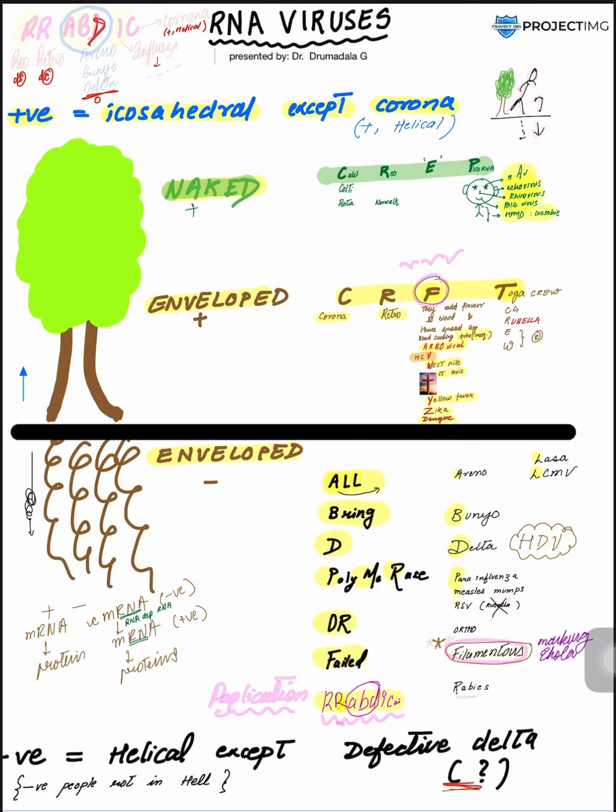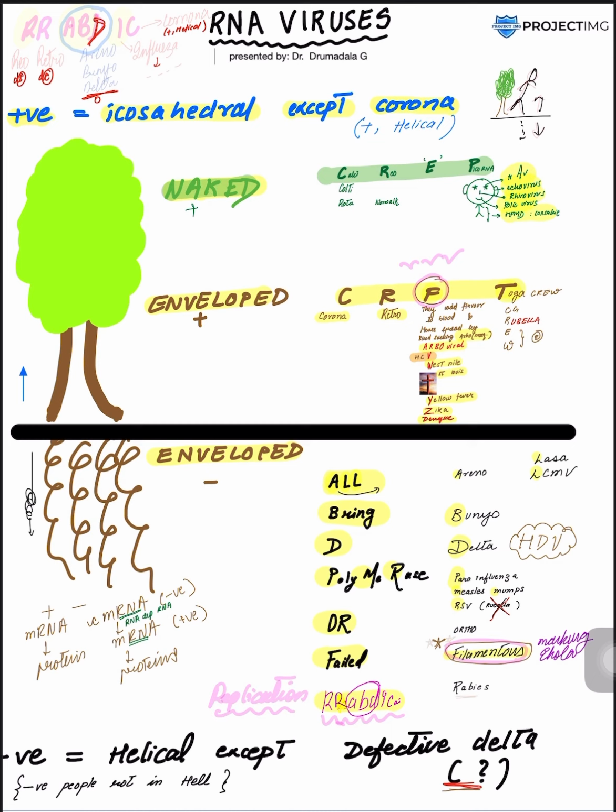Parainfluenza, measles, mumps, RSV, note it is RSV and not rubella. Next is Orthomyxo. Then we have, very important, filamentous, over here. Flavorful was above. Over here, mosquitoes survive above the ground. They are flying above. They are present on Earth. That's why they are present over here.